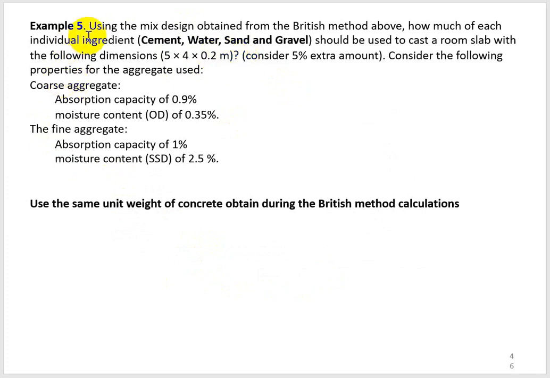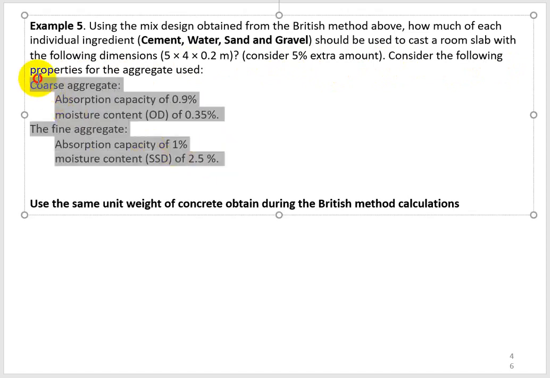For example, in our case in example number 5, using the design or the mix design obtained from the British method. So all the information we obtained from the British method, we're going to use it in this example. So how much of each individual ingredient is needed? It's the same example as you have in your homework and in lecture 2. So it should be used to cast a roof slab with the following dimensions. Consider 5% extra amount. Consider the following properties.